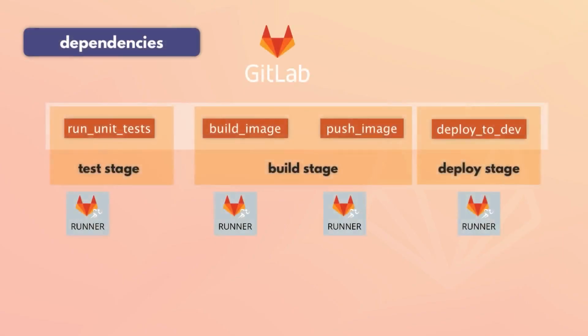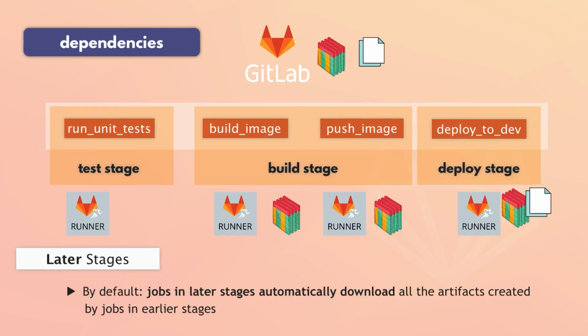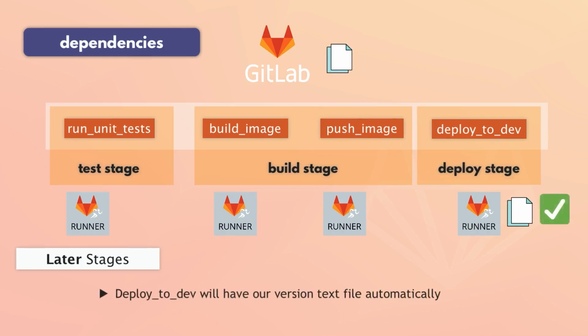Well, by default in GitLab, all the artifacts of the previous jobs will be automatically downloaded and made available for jobs in the next stages. This means if jobs in test stage and build stage produce artifacts, all of these artifacts will be automatically downloaded and made available for all the jobs in the next stages. In our case, the next stage is deploy stage. So deploy to dev job will have these artifacts automatically. We won't need to do anything there. We can just simply read from it, assuming it is available.